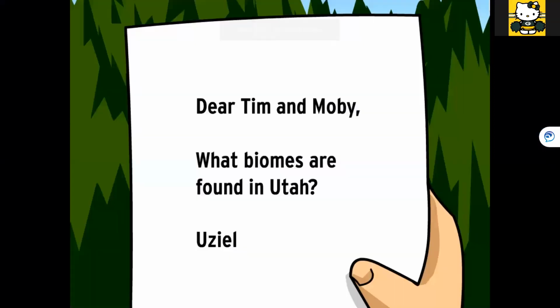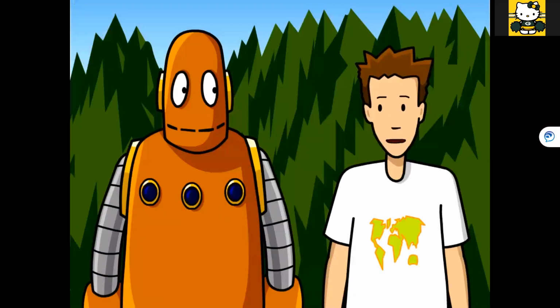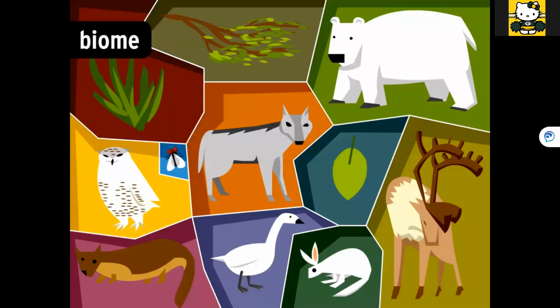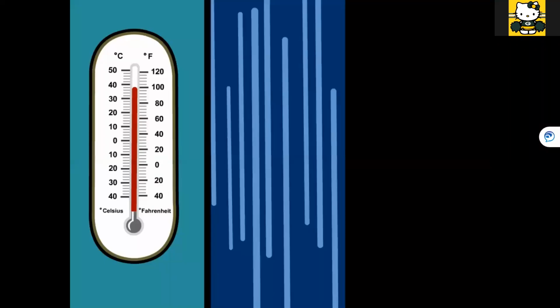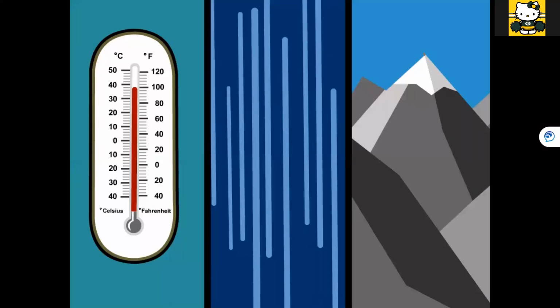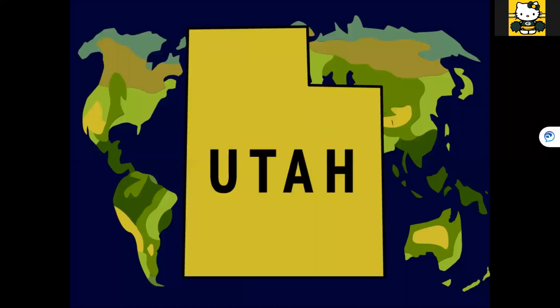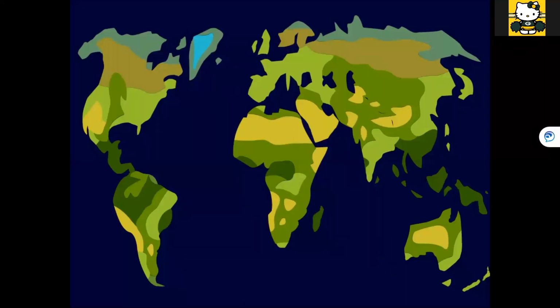Dear Tim and Moby, what biomes are found in Utah? From Uziel. No, a biome. A biome is an interdependent system of plants and animals and land. Sort of a large region with similar ecosystems. Factors like temperature, rainfall, and altitude all determine what type of plant and animal life a biome can support. Just for the record, according to this map, Utah consists mainly of the desert biome.